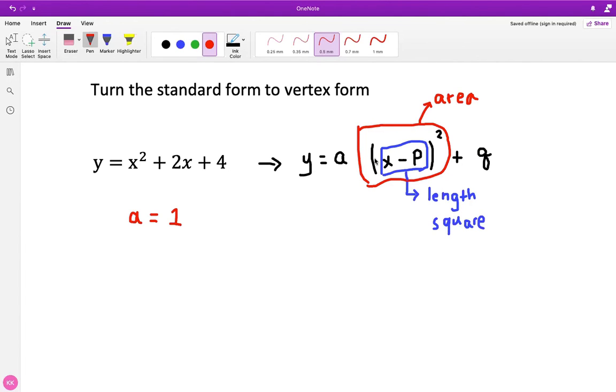Next I want to figure out the value of p. I also need to find this one, (x minus p) squared. I need to rewrite this into the format (x minus p) squared. Remember, (x minus p) squared is the area of the square. I just need to assume this is my area of the square, but I'm not sure. How could I make sure this is the area of the square? If I want to figure out if this is my area of the square, I need to check. I need to take these two terms and complete the square to check if this whole thing is the area of the square.